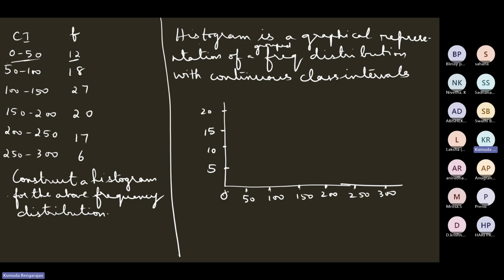So 0 to 50 means 0 to 50. So the rectangle should be only in this range. So the height is 12. So something like this. When you see this rectangle, you must be able to say the class interval and the frequency. So the class interval is 0 to 50 because we have put the rectangle like that. See here, 0 to 50. And the frequency is 12. Next to 50 to 100. This is class interval 50 to 100. And the height should be like 18.